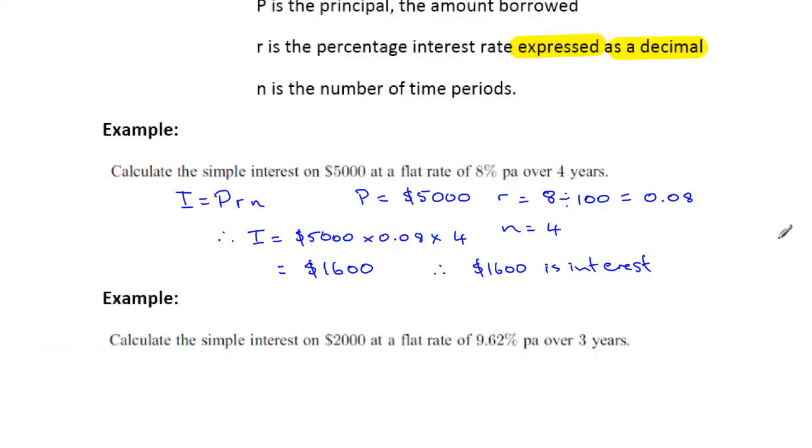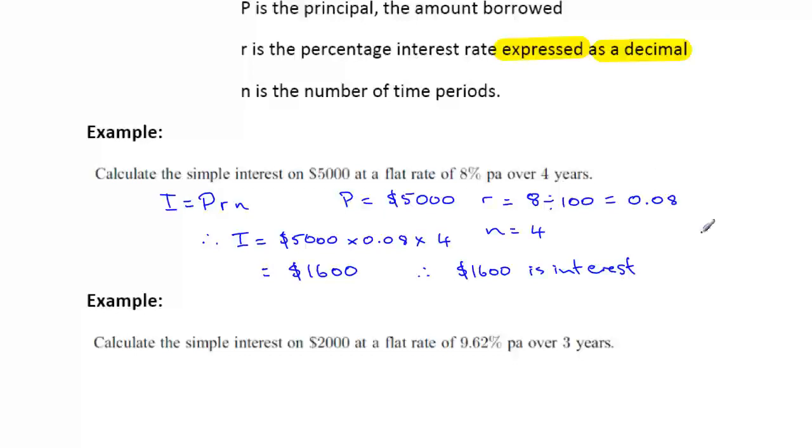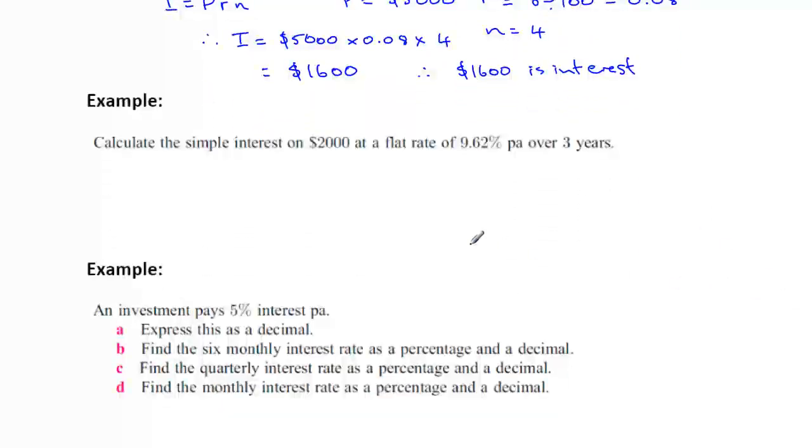Let's have a look at another one. So in this particular case, I'll just move this over a little bit, there we go. We've got $2,000 invested and it's at 9.62%. So we're going to take an interest rate that's a little bit different. So we start with the same formula. The simple interest, P times R times N. P is equal to $2,000. The interest rate R is equal to 9.62 divided by 100, which is equal to 0.0962, and you need to keep those numbers, don't round them. And N is equal to 3 years.